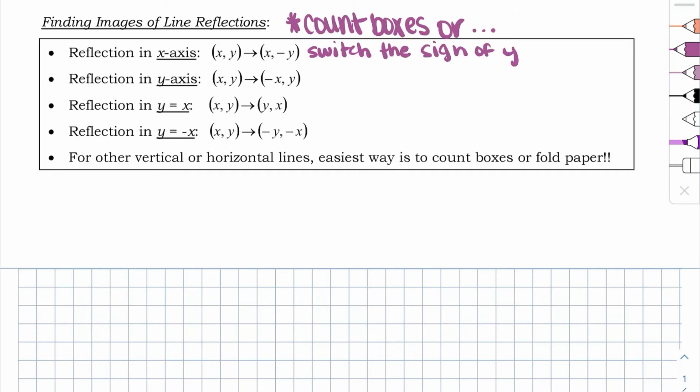For a reflection over the y-axis, you will see it says to take the point x comma y and change it to negative or opposite x comma y, which means we're going to switch the sign of the x value. For the reflection over y equals x, you will see that you are taking your point x comma y and changing it to y comma x. So all that is happening is that you are switching the order of x and y.